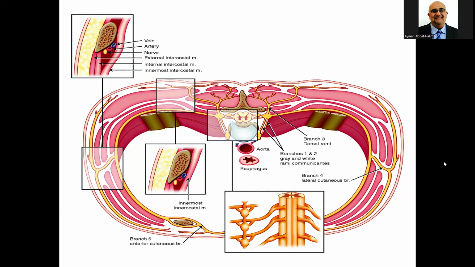If you look on this cross section, you will see the branches of the intercostal nerves. Starting from the gray and white rami communicantes. Branch 3 is dorsal rami. Branch 4 is the lateral cutaneous nerve. And branch 5 is the anterior cutaneous branch. All of these have implications in our discussion.